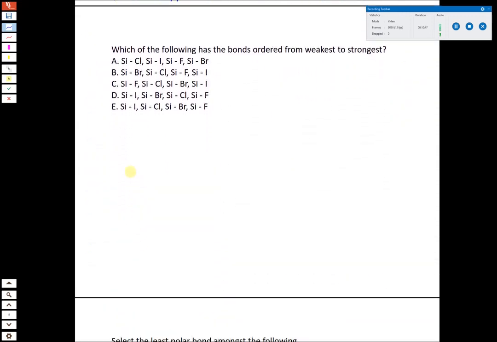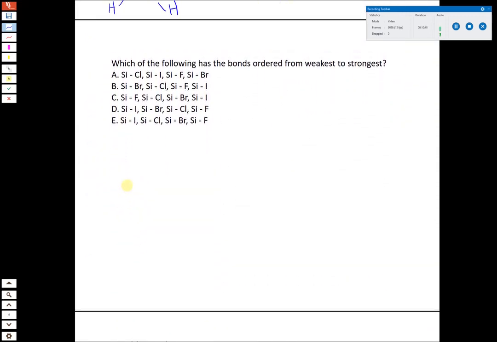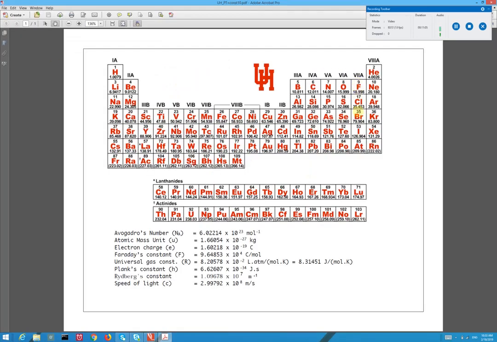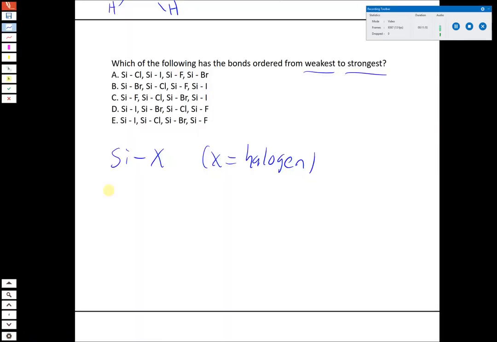All right, and then this next problem here is basically identical. So we're going to rank the bond orders from weakest to strongest. And what we have here is all of the silicon halide bonds. So we're looking at silicon bonded to all of the group 7 elements. So that's going to be fluorine, chlorine, bromine, iodine, all bonded to silicon. And again, these are all single bonds. So they all have the same bond order.